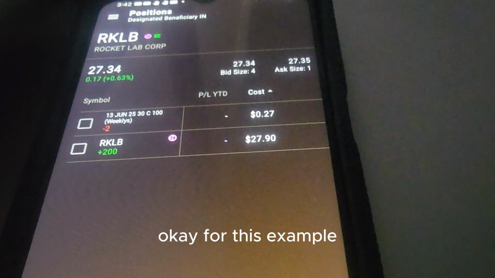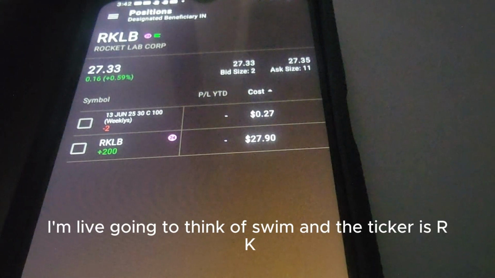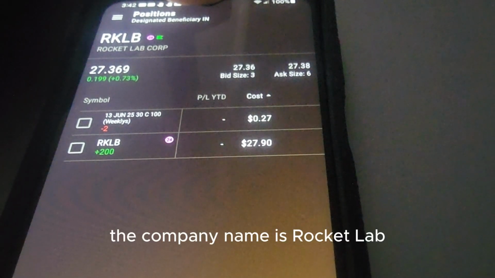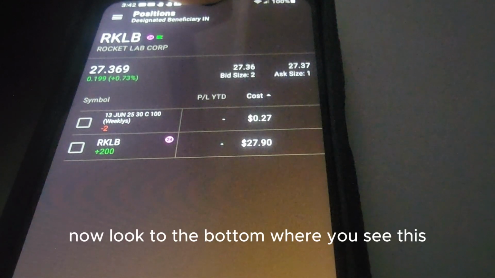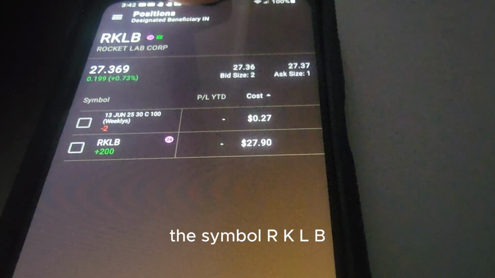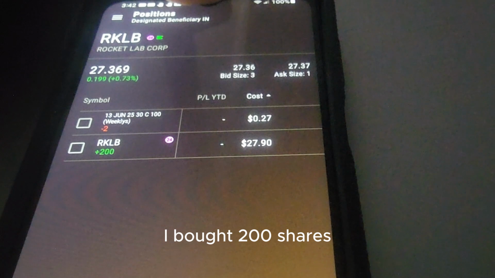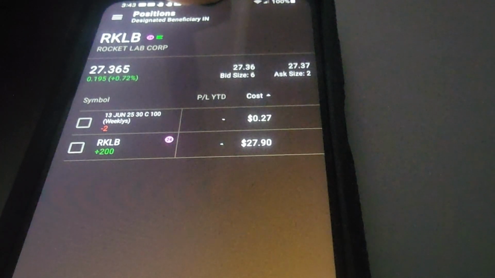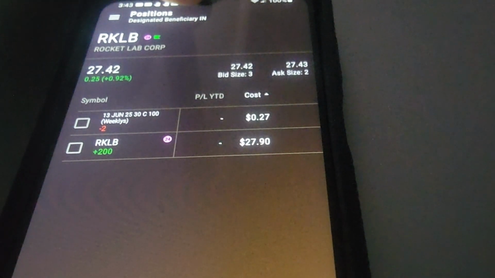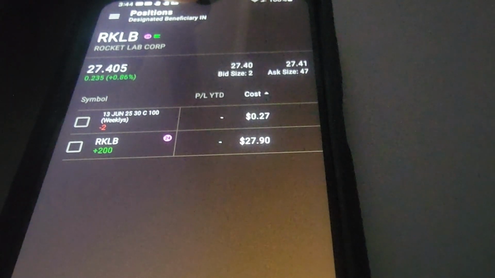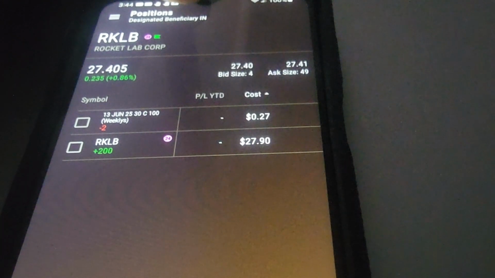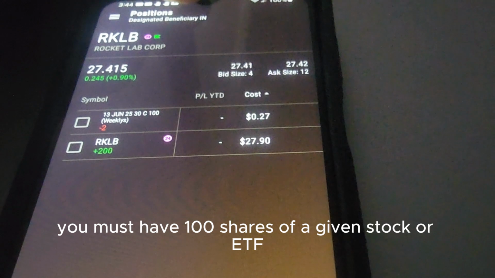Okay, for this example, I'm logged on to Thinkorswim and the ticker is RKLB. The company name is Rocket Lab. Now look to the bottom where you see the symbol RKLB. I bought 200 shares and the cost was $27.90 per share. And also, before you can even execute the covered call, you must have 100 shares of a given stock or ETF.